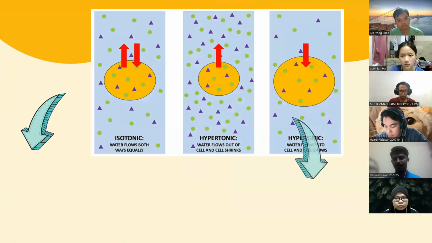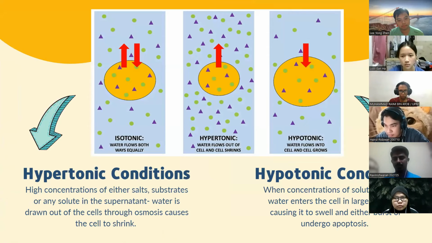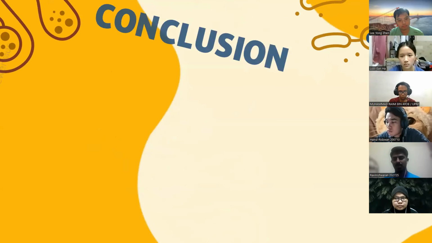Next slide. As you can see, there are 2 common conditions for osmotic shock, the first one being the hypertonic condition. In this condition, water is drawn out of the cells through osmosis and causes the cell to shrink due to the high concentration of solute. Next is the hypotonic condition, in which water enters the cell in large amounts, causing it to swell and burst. Those conditions cause the cell wall to break, which is called the disruption of the cell. So that's all from me. Now I'll pass to Aksira.